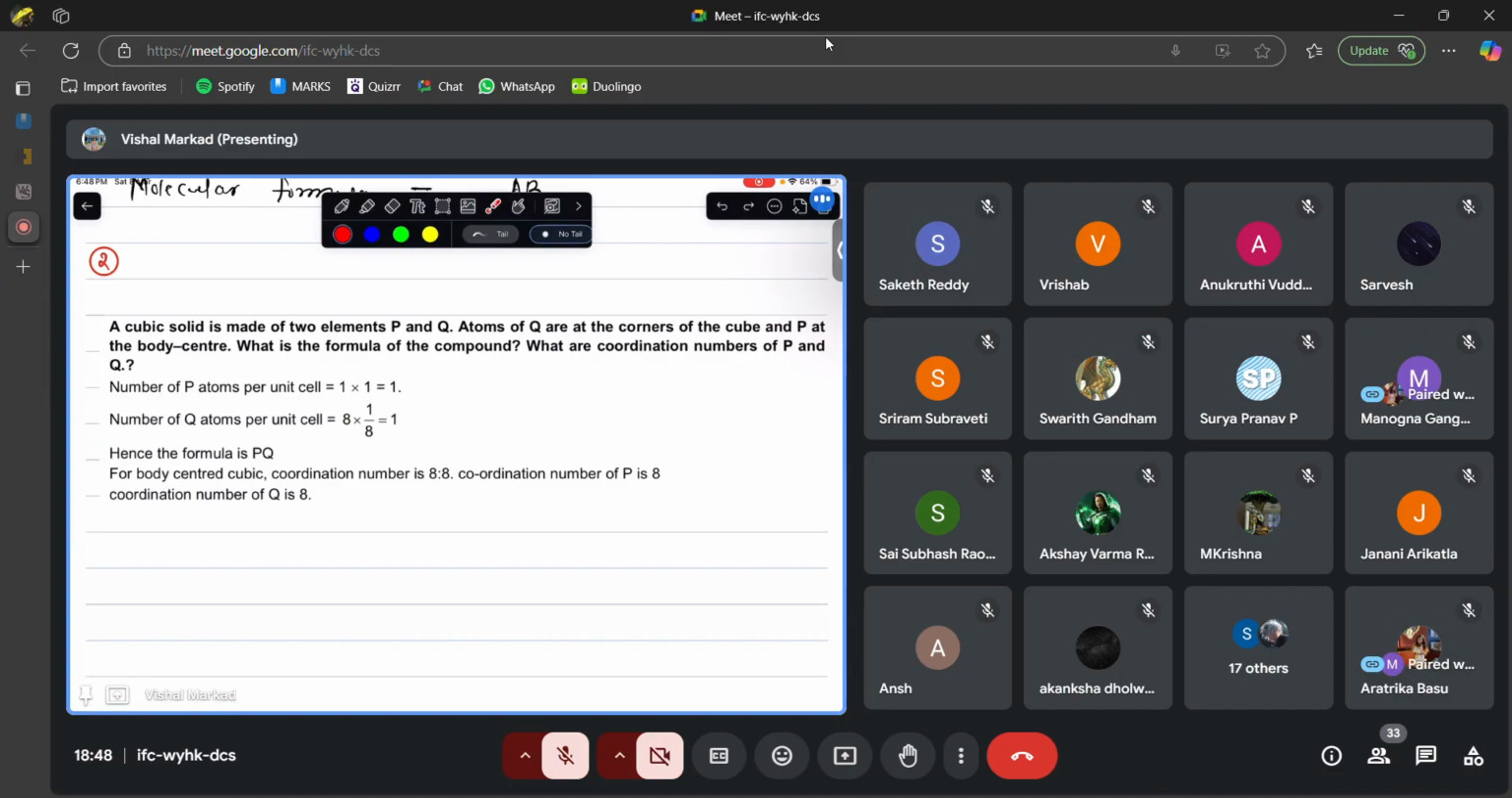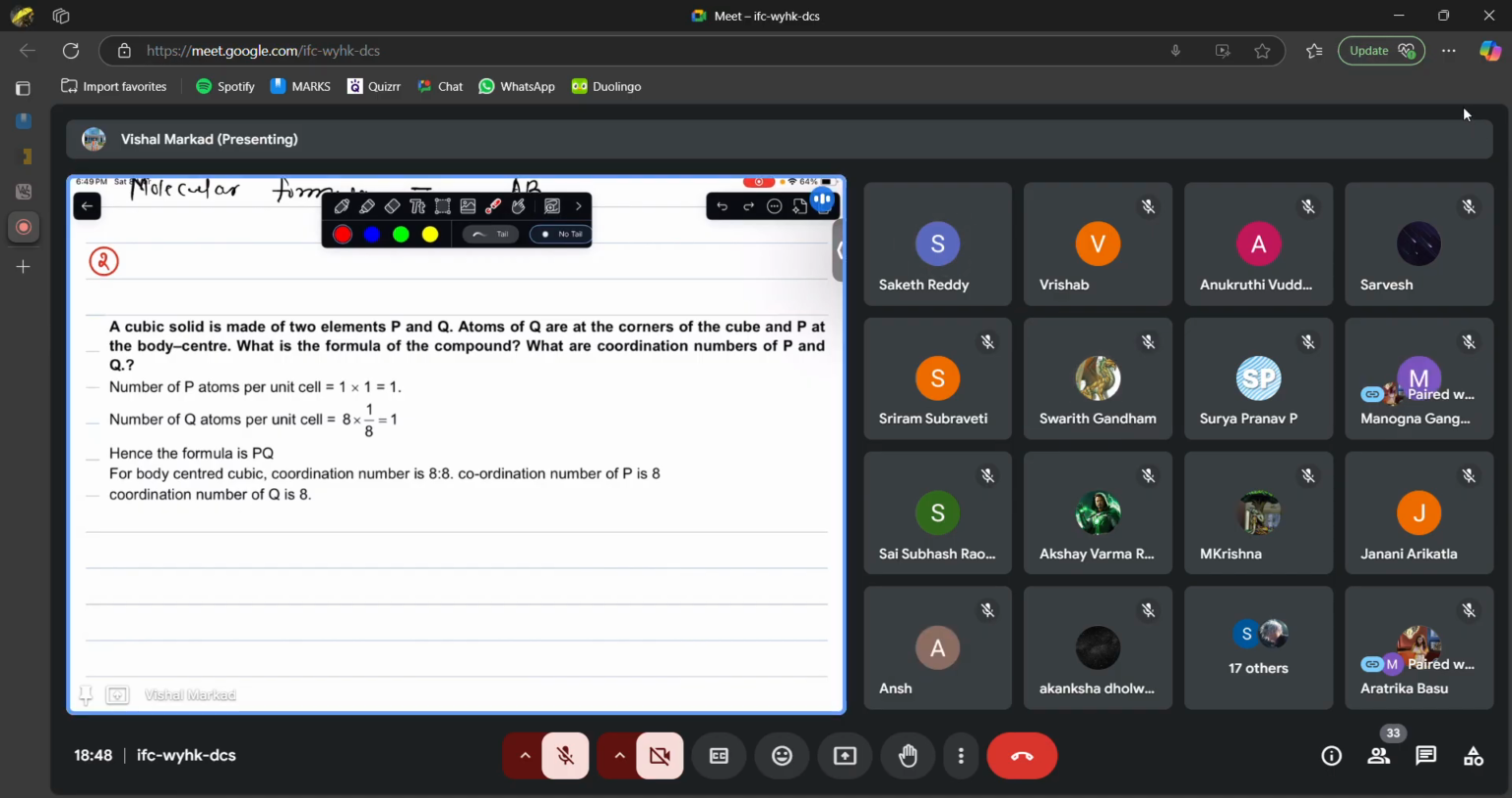Then comes Q. Where is Q present? At the corner. If Q is present at the corner, total how many corners are there? 8. And what is the contribution from each corner? 1 by 8. Total how many atoms of Q will be there? 1. So what is the formula then? Wait, don't worry. Just PQ.